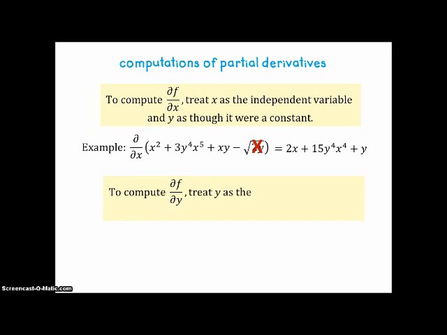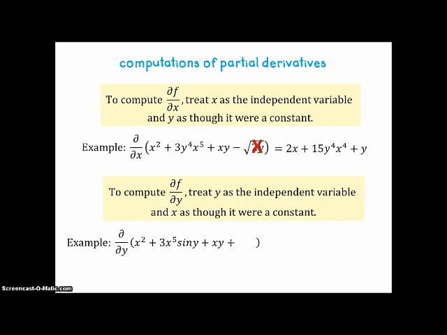Now to compute the partial derivative of f with respect to y, we treat y as the independent variable and x as though it were constant. So here's another example. And in this case, any term without a y is just a constant. So the x squared term, for example, would go to 0. And then in the second term, 3x to the fifth is treated as though it were a constant, and we just take the derivative of sine y.